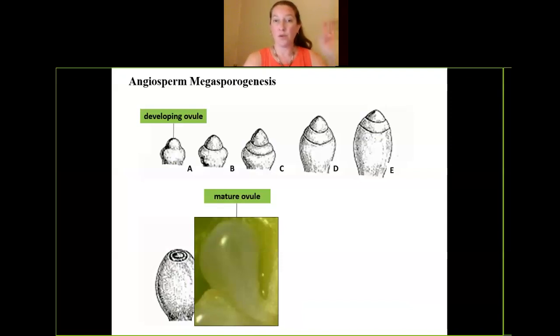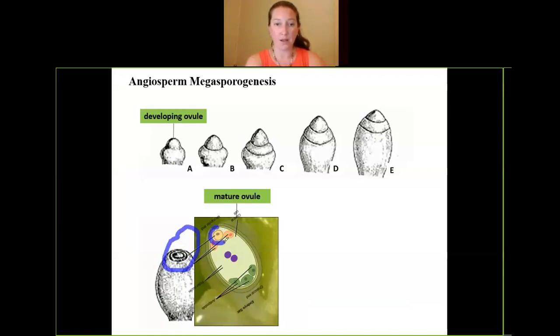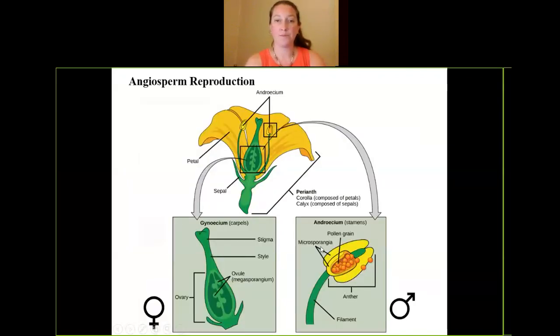So the ovule, we don't need to know about ovule development, but just know eventually it's mature. And when it's mature, there you go. There's your female gametophyte plant inside. Remember, the egg is usually going to be near the opening. So that's where it is here. So here's your egg cell again. And here's your 2 polar nuclei.